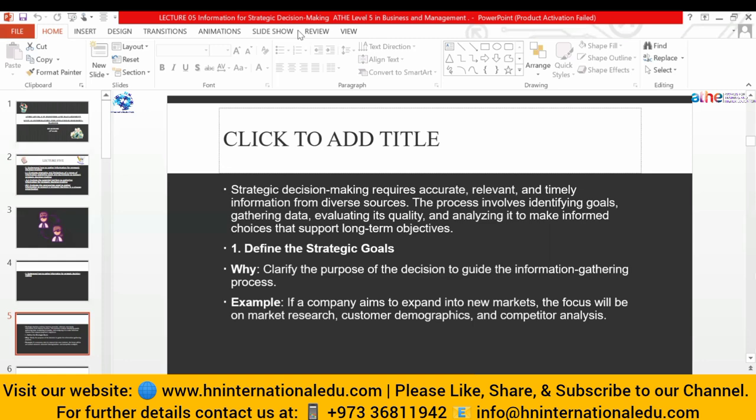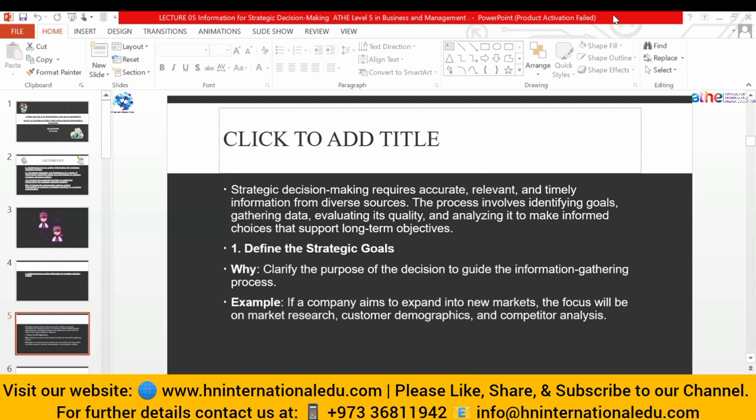The first point is defining the goal. Why are we defining it? Clarify the purpose of the decision to guide the information gathering process. Obviously, ma'am, these are indicative contents, right? Define the strategic goals, for the LO2 heading? No, there is no indicative content for this one. It's just general information. But for 2.1, we do have two kinds of indicative content. I'll tell you how.